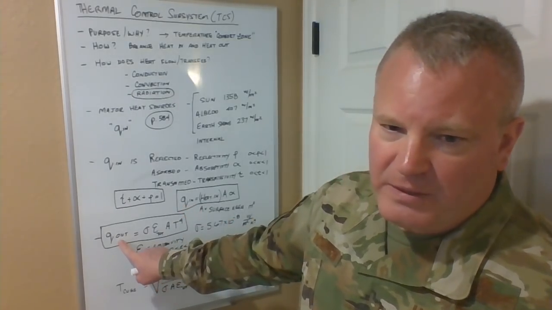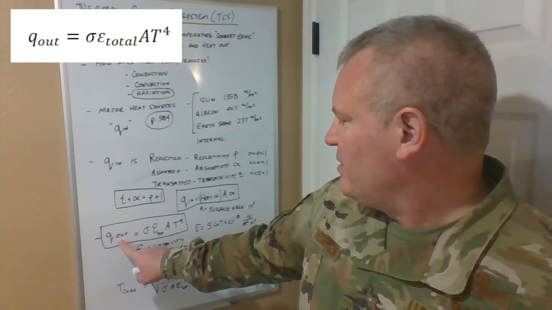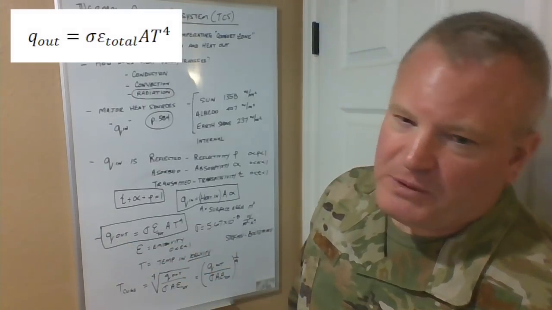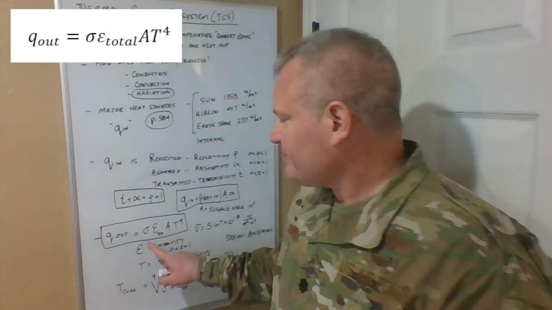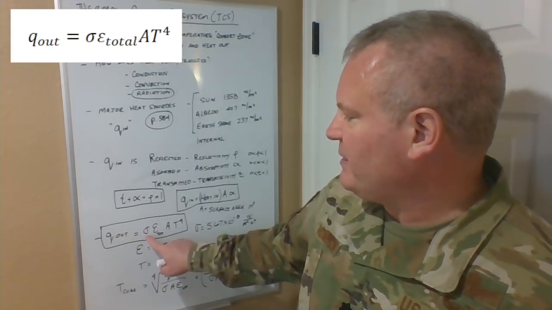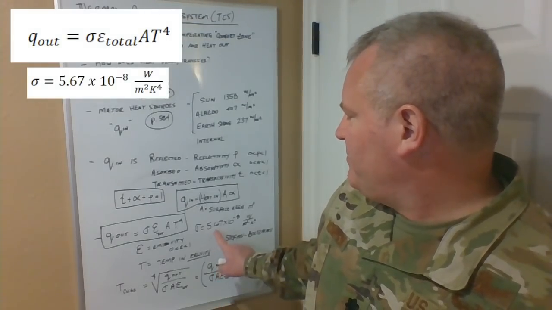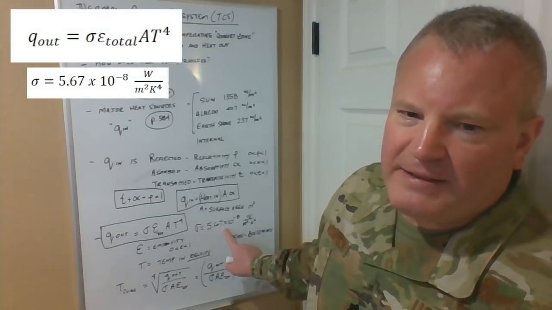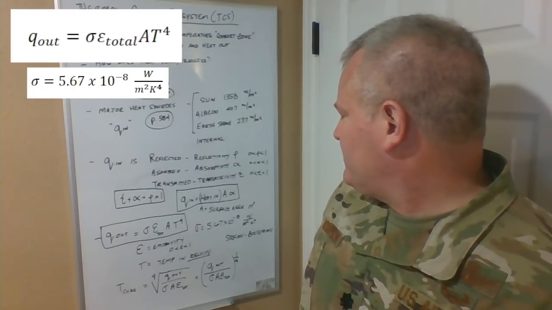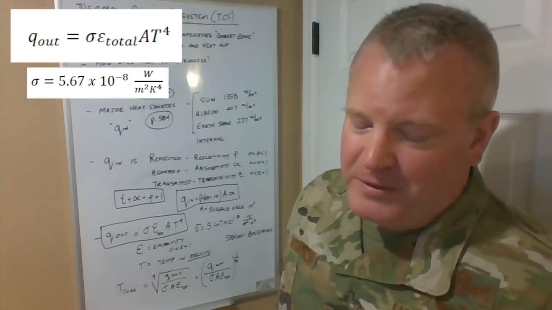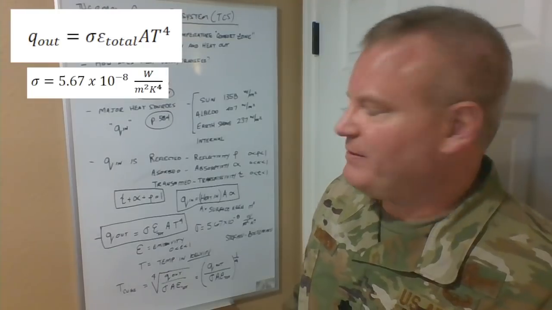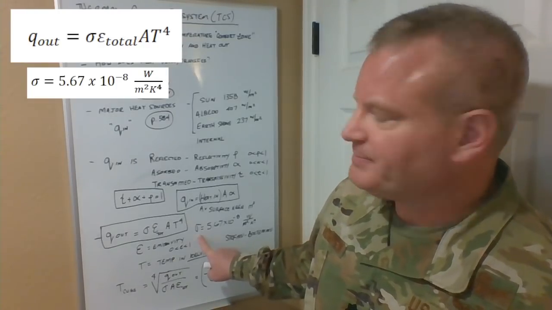The heat energy going out, or Q out. To model that, we're going to use the Stefan-Boltzmann equation. And this is just going to be the Q out is going to equal sigma, which is the Stefan-Boltzmann constant, 5.67 times 10 to the minus 8 watts per meter squared Kelvin to the fourth. And again, that's on your equation sheet. You don't have to memorize that constant there.